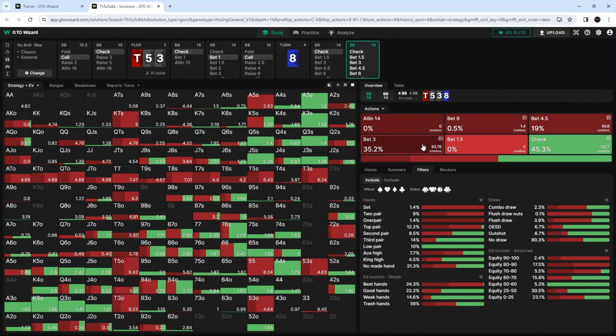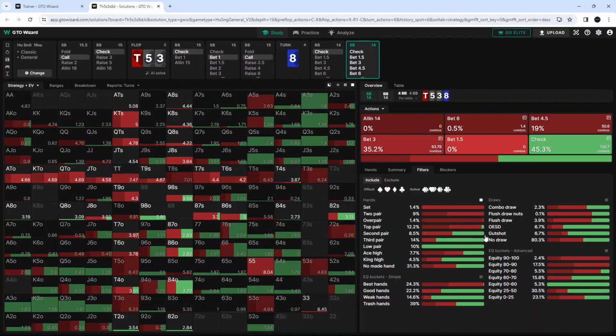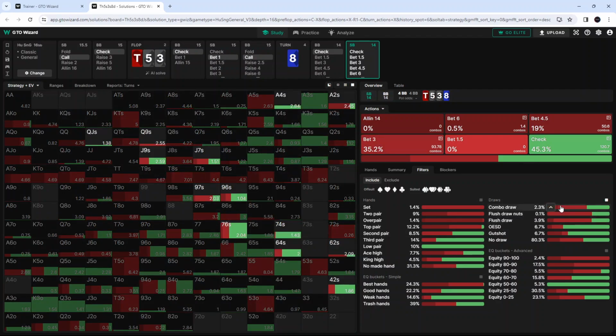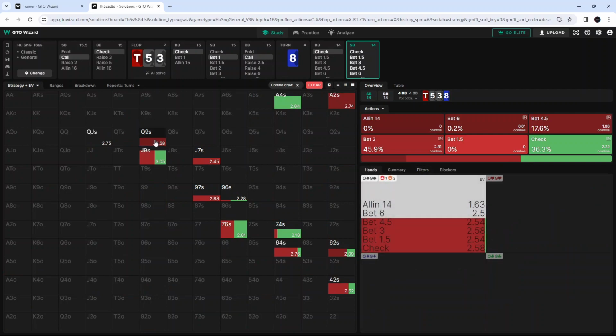Cool. I said I think 7-6 is about the cutoff point for the equity of the hand wanting to have. And I said if I had a hand like Jack 9 suited or Queen 9 suited, I might feel a bit more confident to bet it a bit more often. So let's check. Let's go to our flush draws, our combo draws. And we see, yeah, look, if we have Queen 9, it's happy to always take it.